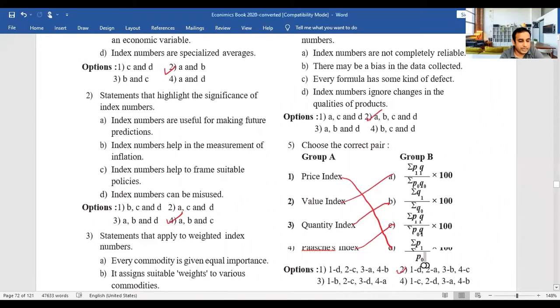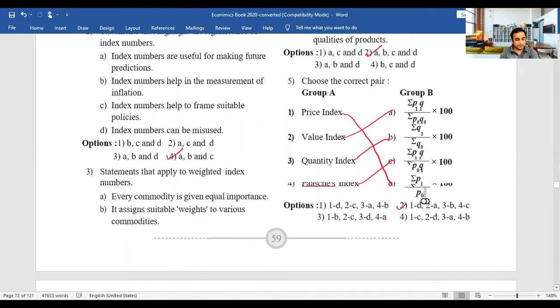Second, statements which highlight the significance of index number. A: Index numbers are useful for making future predictions. B: Index numbers help in measurement of inflation. C: Index numbers help to frame suitable policies. D: Index numbers can be misused. Now, this option D does not signify the importance of index number. But the first 3 points highlight the significance of index number. So option 4 is correct.